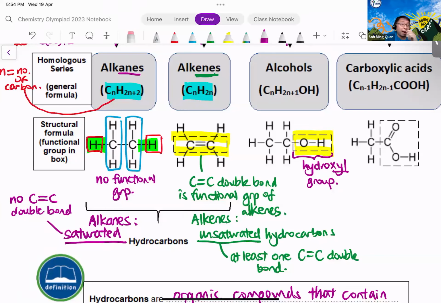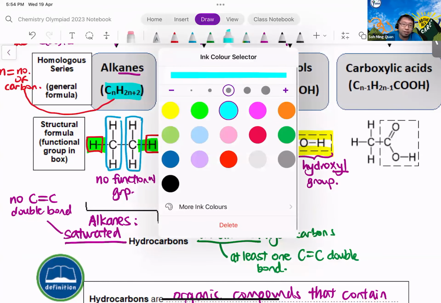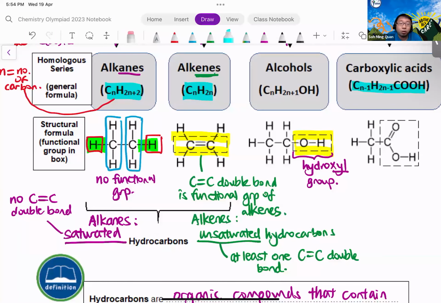Next, we move on to carboxylic acids. Carboxylic acids have an interesting general formula. The general formula is Cn-1 H2n-1 COOH. The question is why? Why is there this -1 here? Why must we minus 1 from the carbon? The reason is because there is already one carbon in the functional group.